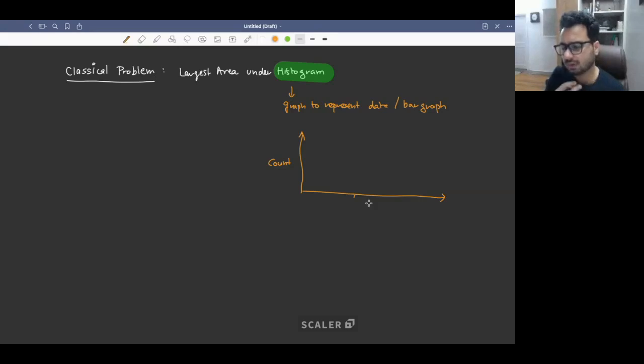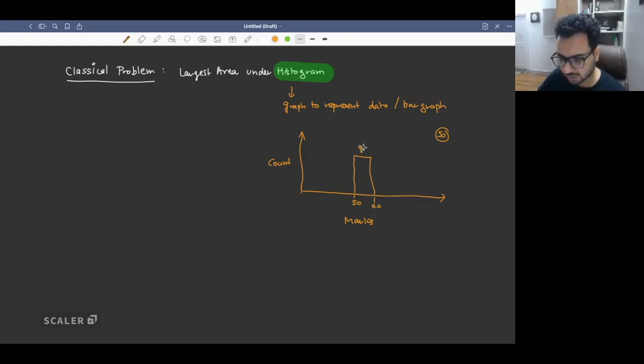So maybe I'm denoting the count of students who scored particular marks. Maybe marks are a range, maybe between 50 to 60. Let's say out of 50 students in the class, 8 students got marks in this range, 50 to 60, basically 50 to 59. Maybe there are 3 students who got marks in the range 60 to 70. Maybe 12 students in the range 70 to 80. Maybe 5 students in this range, and maybe 2 students in the range 90 to 100. Similarly, we might have certain ranges.